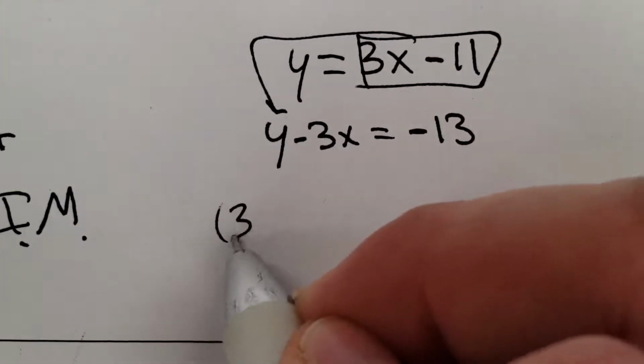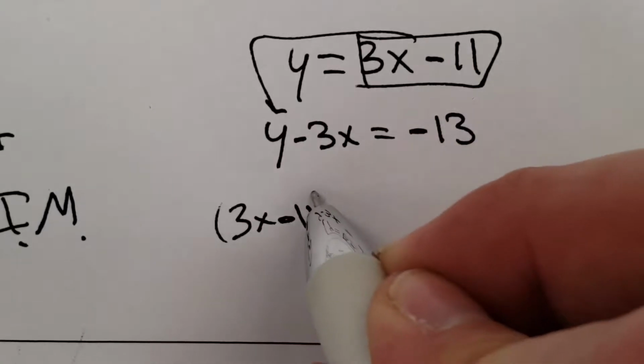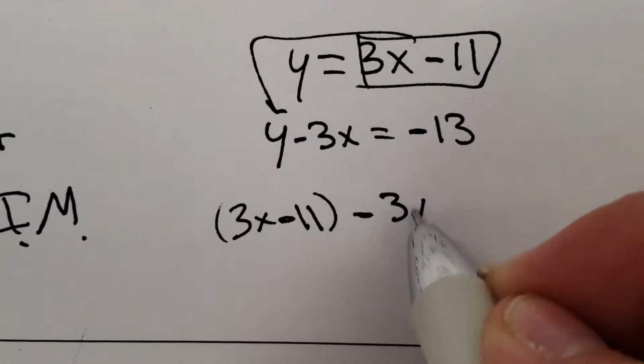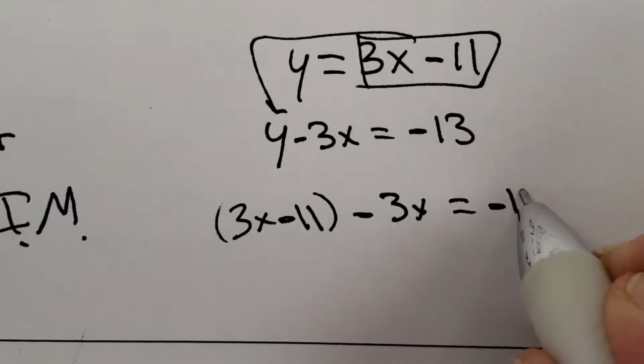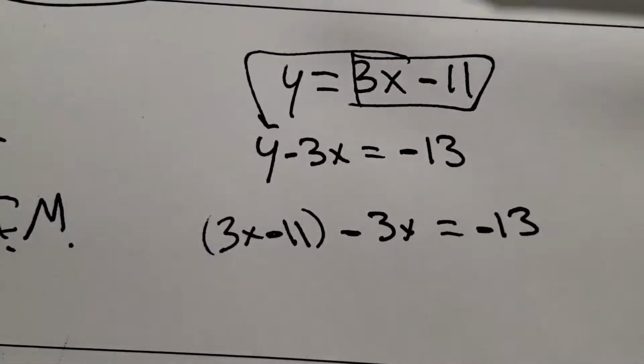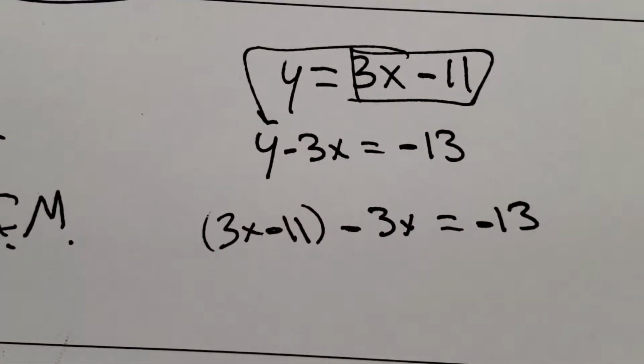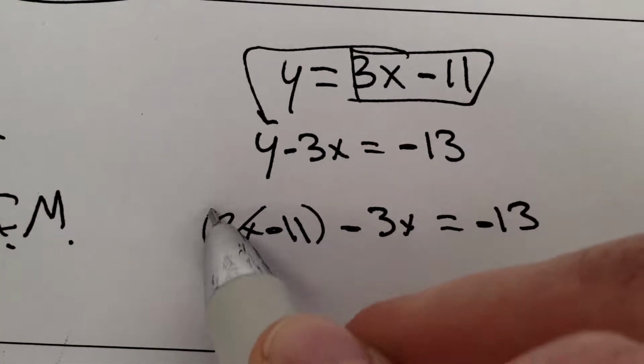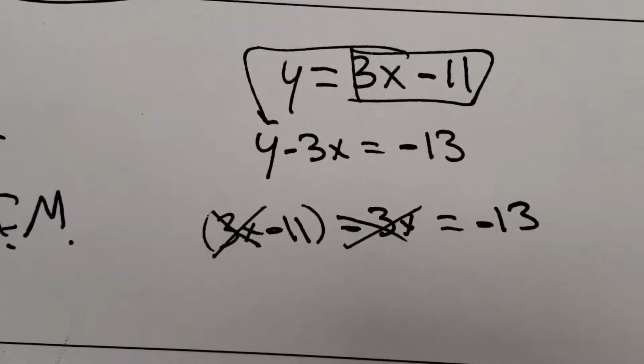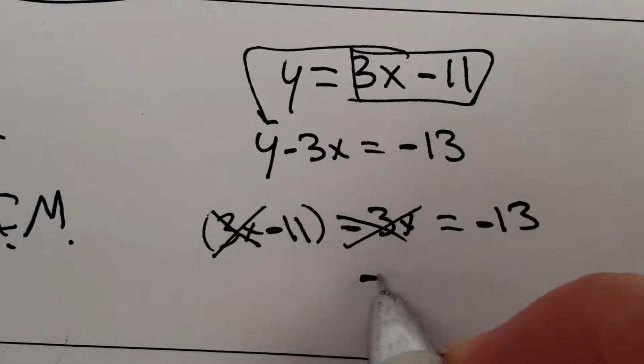So 3x minus 11 is going to go in for y. There's still a minus 3x, and then it still equals negative 13. Okay, all I did again: y equals stuff, stuff goes in for y, rewrite it with that stuff. Combine like terms. Oop, we have a positive 3x and a negative 3x. They cancel each other out. There's no x values left over.